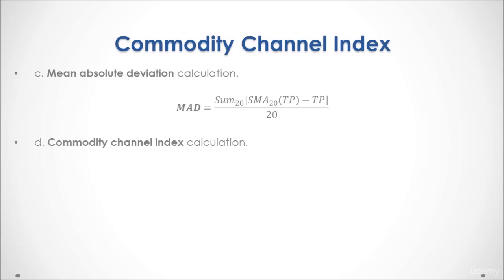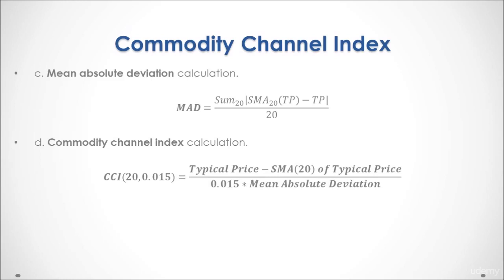D. Commodity Channel Index calculation. Commodity Channel Index for those 20 days and that constant factor of 0.015 is equal to the typical price minus the SMA 20, or 20-day simple moving average of typical price, divided by the constant factor 0.015 multiplied by the mean absolute deviation.